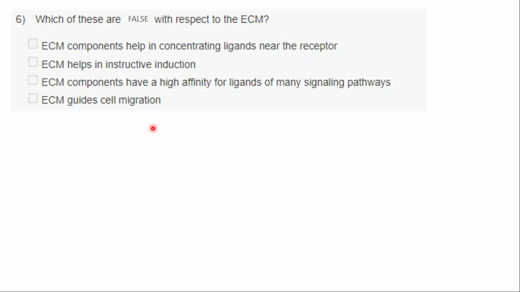Moving on to the next question, question number 6. Which of these are false with respect to the ECM? Which of these is not a property of ECM? Statement 1: ECM components help in concentrating ligands near the receptor. Statement 2: ECM helps in instructive induction. Statement 3: ECM components have high affinity for ligands of many signaling pathways. And statement 4: ECM guides cell migration. There are four statements as functions and properties of ECM. You have to identify which of these is a false statement.